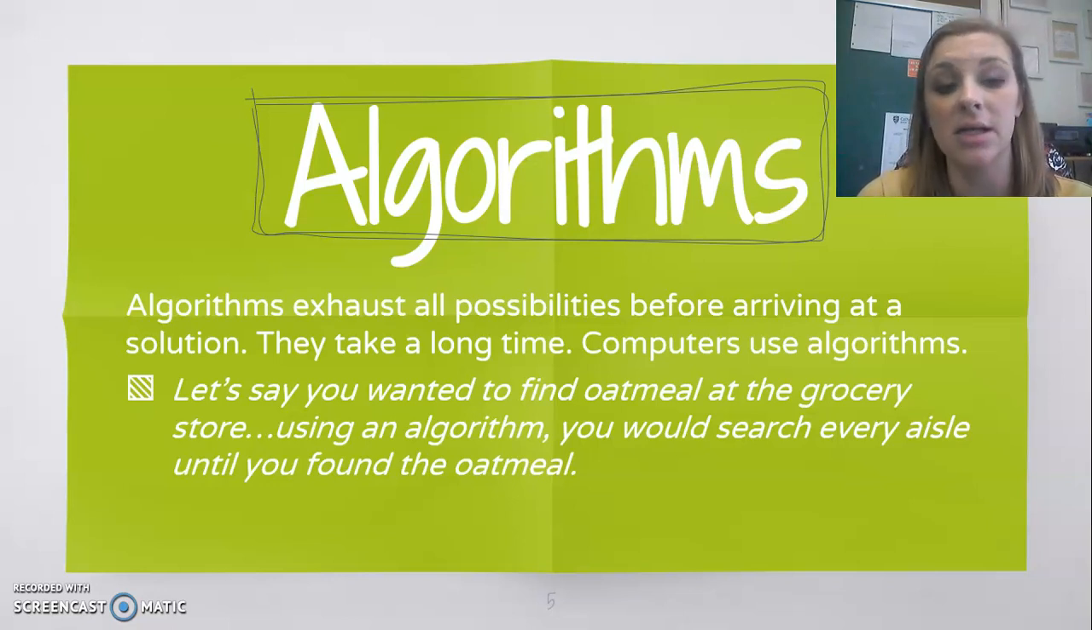So let's use an idea of trying to find oatmeal at the grocery store. If you're trying to find oatmeal at the grocery store and you wanted to use an algorithm, you're going to go down every single aisle in a logical way, right? So down and back those aisles until you would find oatmeal. That's an algorithm. It's slow. It takes a long time. It's not the best way to do things.